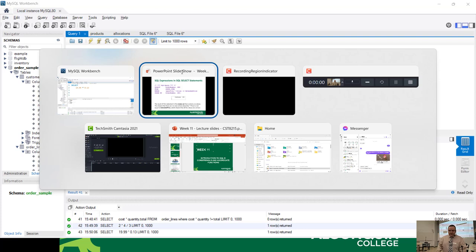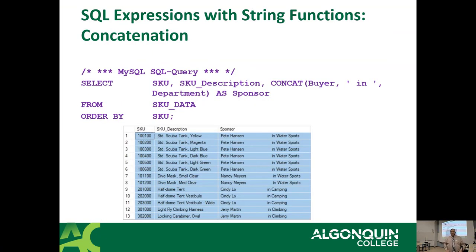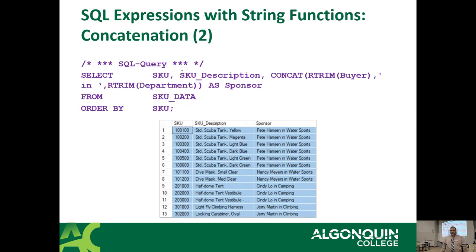Okay, so that's talking about the expressions. Another expression was the concat, which I talked about last week. And we've got another one, which is trim. We've got trim, R-trim, L-trim. In other words, it trims the white space. R-trim trims the white space from the right side of the string. L-trim trims from the left side of the string. Normally, you just use trim because you want to strip the white space from both sides.